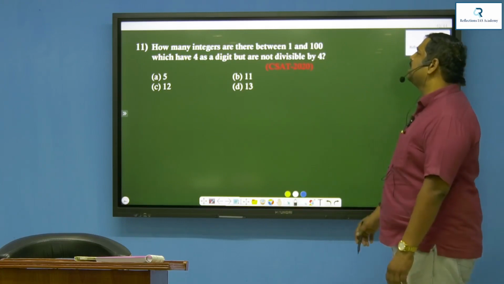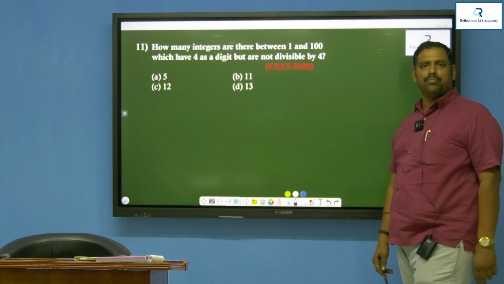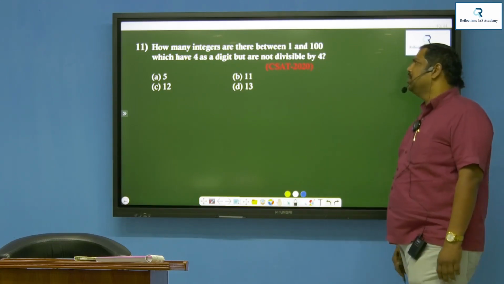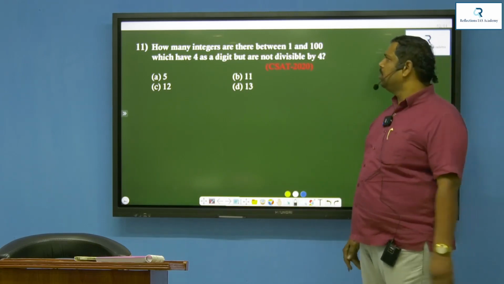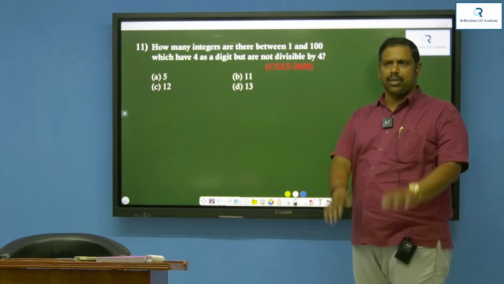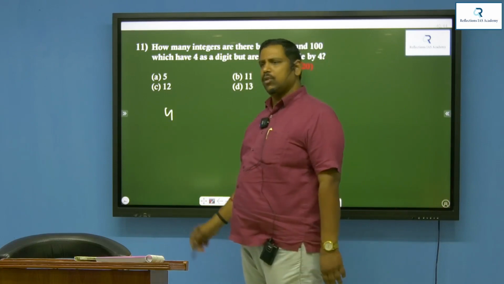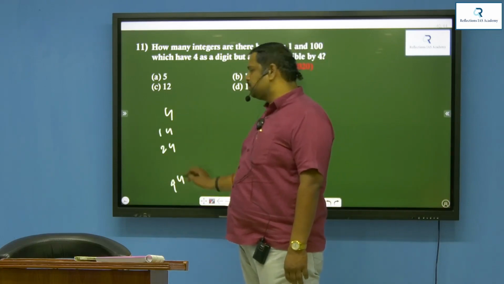How many integers are there between 1 and 100 which have 4 as a digit but are not divisible by 4? 4 should be a digit. How many numbers are there? We have to calculate. Not divisible by 4, we will see later. 1 to 100 means 1 digit, 2 digit. That's it. Sir, 4 as a digit means 4, 14, 24 and so on, 94. Nothing but units place I am getting 4.